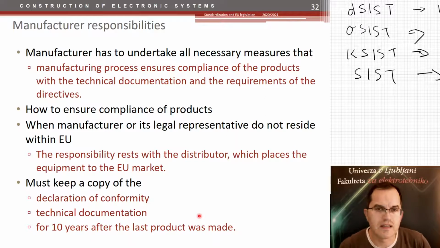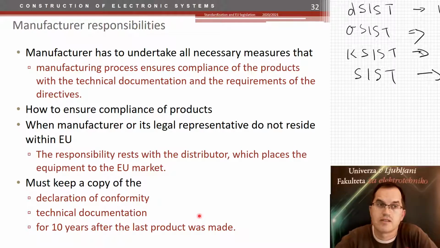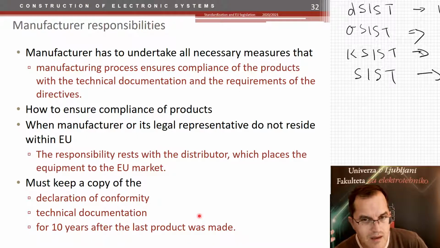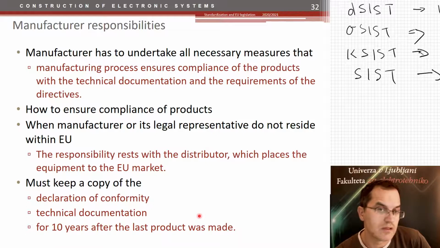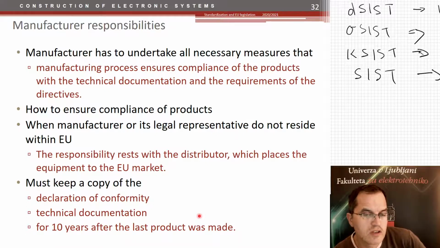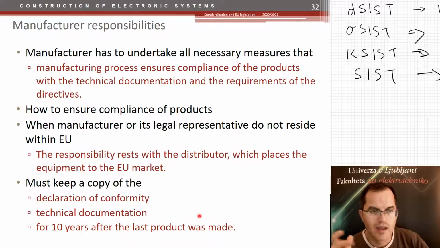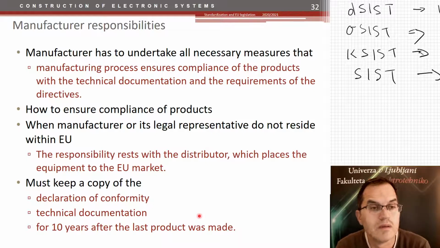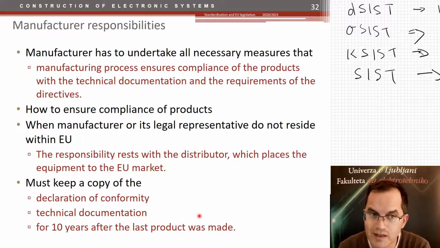So the manufacturer's responsibility is that it undertakes all the necessary measures so that the product is compliant, and the manufacturing process is controlled in a way that the product range is compliant when it's produced, that all the technical documentation is there, and that it complies with all directives. So how to ensure compliance of the product? That's a problem, because you are producing thousands of products, and how do you know that all are compliant? Because that's your responsibility. Well, we'll see.